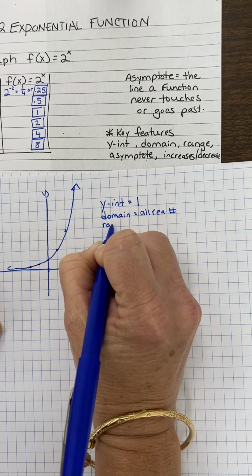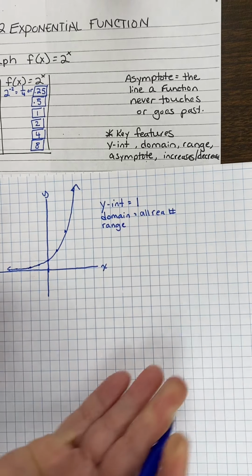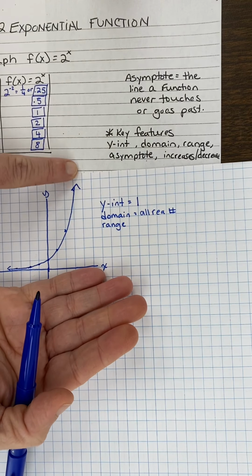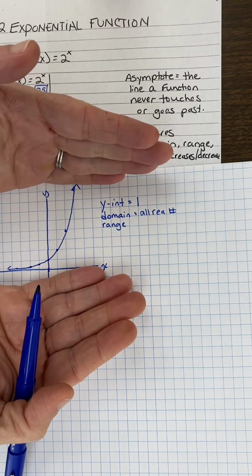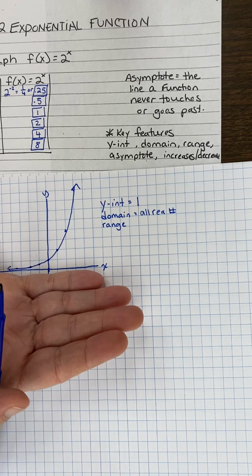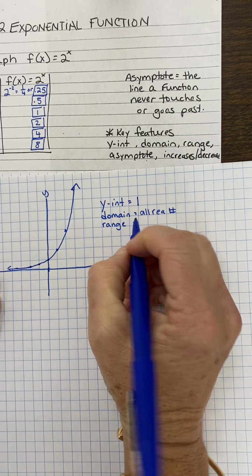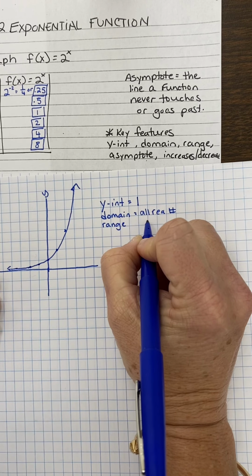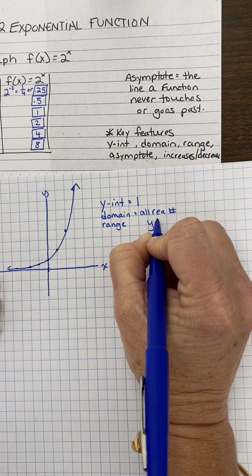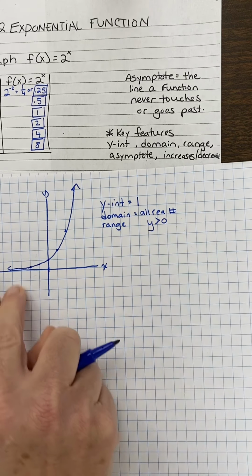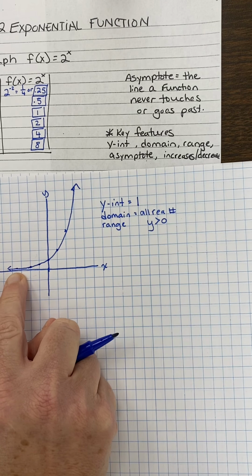Now the range. If you look at this picture going this way on the range, it's going to keep going up, up, up. So I can't cap it off here. And on the bottom, I can. It is never going to touch or go beneath this 0 line. So I'm going to say the range is y is greater than 0. I'm not going to say equal to 0 because it is never going to touch that 0 line, okay?